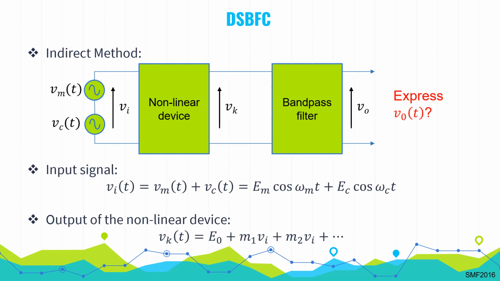Next, let's look at the indirect method for generating DSBFC signals. In this method, a nonlinear device is used to combine the modulating signal V_m(t) and the carrier signal V_c(t). The input signal to the nonlinear device is V_i(t) = V_m(t) + V_c(t), which is equal to E_m cos(ω_m t) + E_c cos(ω_c t). The output of the nonlinear device V_o(t) can be expressed as V_o(t) = E_0 + m_1 V_i + m_2 V_i² and so on. This output contains the carrier and the sidebands, which are then filtered to produce the final AM signal.